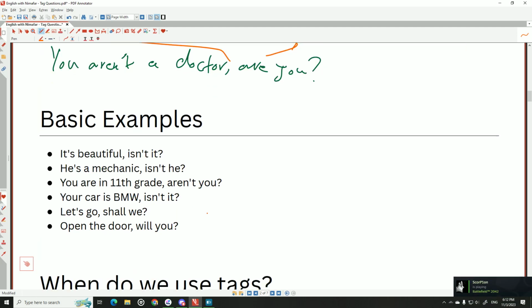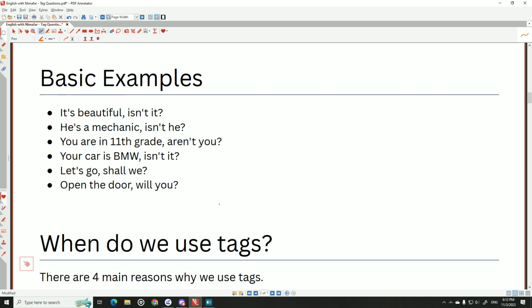Some examples: it's beautiful, isn't it? He's a mechanic, isn't he? You are in 11th grade, aren't you? Your car is BMW, isn't it? Actually, again, one of the students asked me why we say isn't it here. Because your car is it. It is. Okay, your car is BMW, isn't it? Let's go, shall we? We'll talk about this. Open the door, will you?